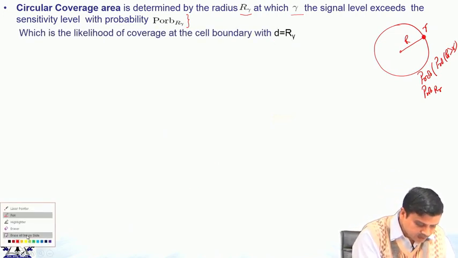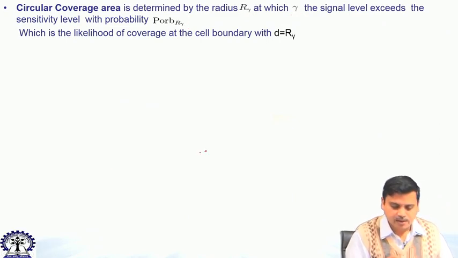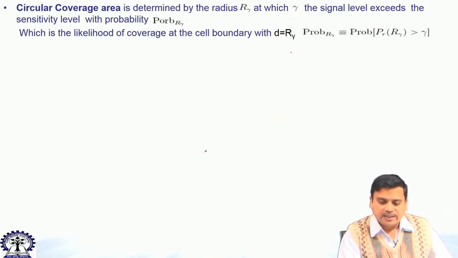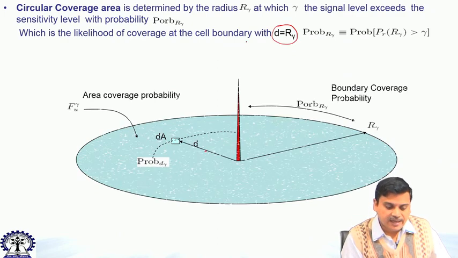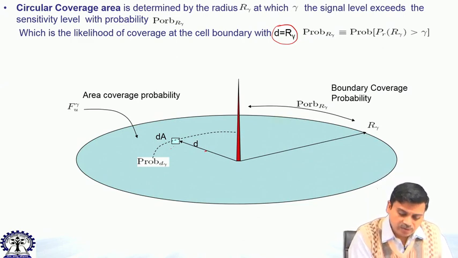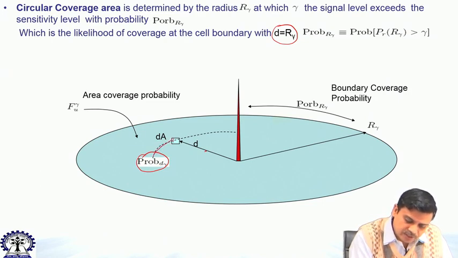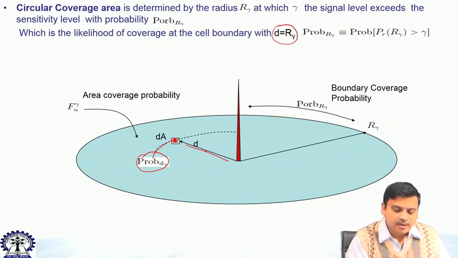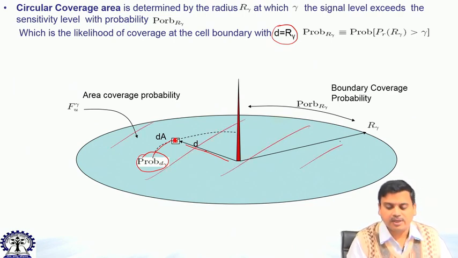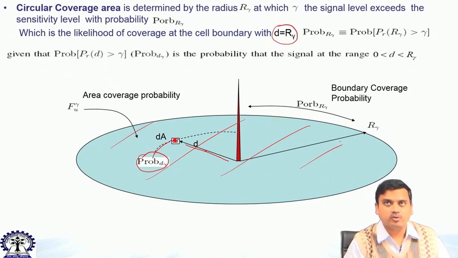Let me clear off all the ink on this particular page. So, the likelihood of coverage at the cell boundary, with d now set equal to r gamma, means coverage at the cell edge. The way to do it is that whatever probability of coverage we have been discussing can be associated with an infinitesimally small area at a particular distance d from the center, and then we can simply integrate or average out this probability over the whole area. That is what we want to do in order to find the coverage probability.